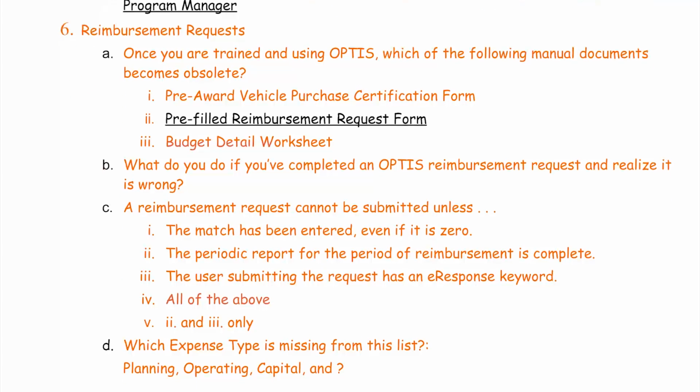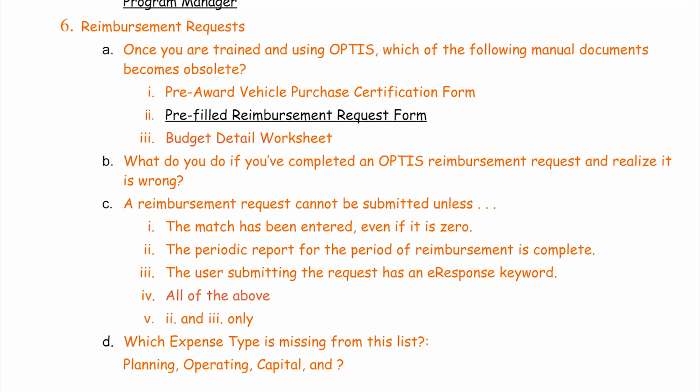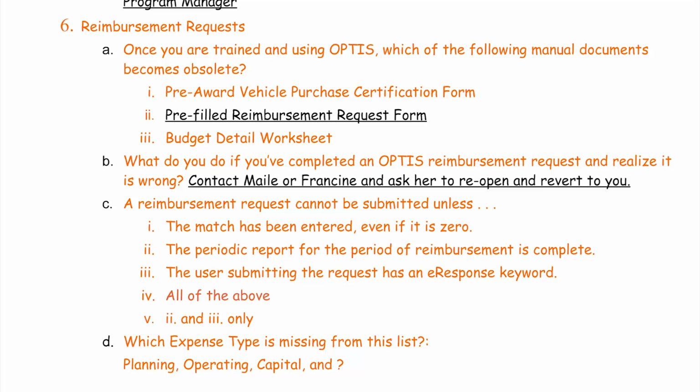What do you do if you've completed an OPTIS reimbursement request and realize it's wrong? Contact you and have it forwarded back. Call, email. You can email the reporting inbox. You can call one of us. You can email one of us individually and just ask that we reopen it and we'll revert it back to you.